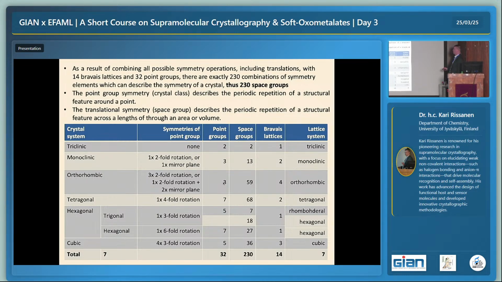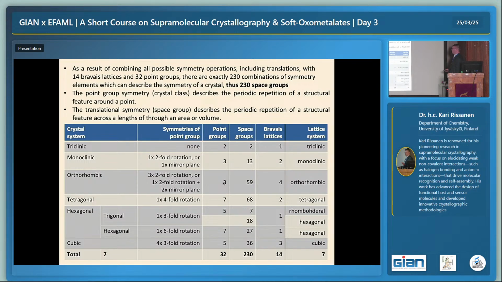So I will go briefly. Monoclinic, what there can be is a rotation or mirror. So how many point groups do we have? 3 point groups, and that makes 13 possible combinations of these things. So there are, in the monoclinic system, 13 possibilities to do this. And we have 2 Bravais lattices. We have a primitive and the centered cell. It's typically the C-centered, can be also something else depending, but that's the case.